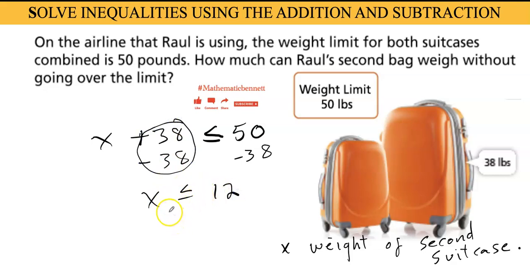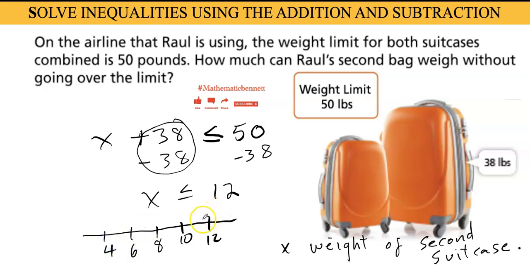What does that mean? It doesn't mean X equals 12 only. It means X can be 12 or any value less than 12. So on our number line, this is what it would look like. All right, we can put 12 there. We can put in a few more numbers: 10, 8, 6, 4.